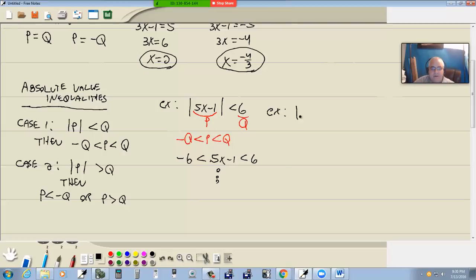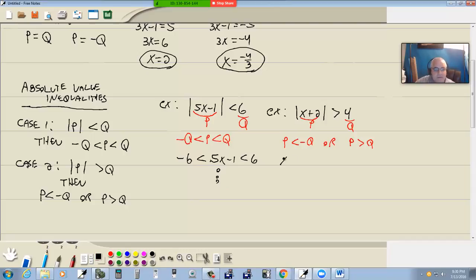Now your other case is where you got the greater than. The absolute value is by itself on the left side and you got the greater than. Well, that tells us that this is P and this is Q. And our formula says we're going to have P is less than negative Q, and then there's an or there, and P is greater than a positive Q. You have to plug it into all of that.